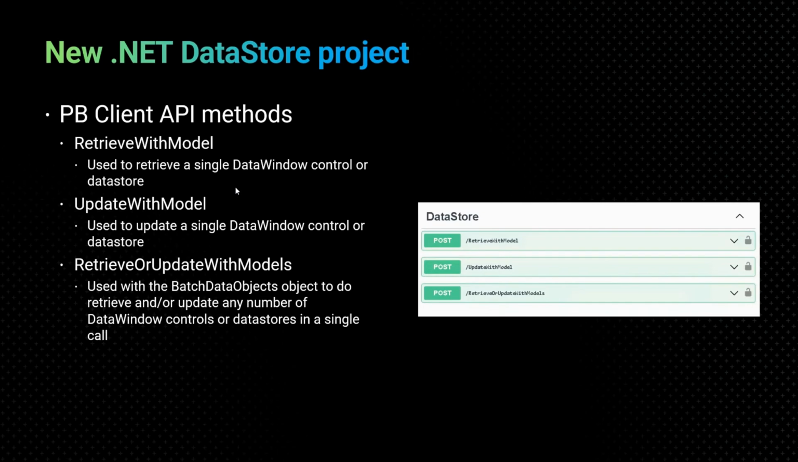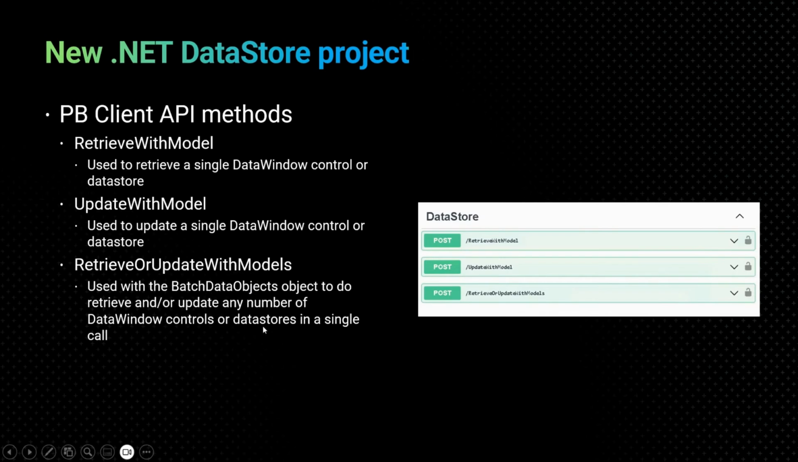Like with the REST methods, normally those REST methods, you're going to be working with one DataWindow. And even with the first 2 of these PowerBuilder client API methods, you're working with one DataWindow. So if you've got 3 DataWindows on your window and you're updating all of them, you're going to make 3 calls for the update at least. And you'll be making 3 calls for the retrieve.